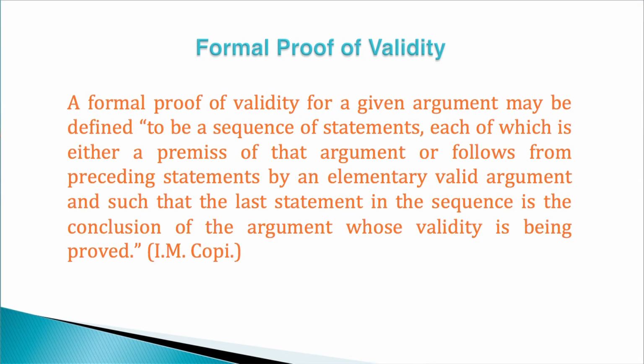A formal proof of validity for a given argument may be defined to be a sequence of statements, each of which is either a premise of that argument or follows from preceding statements by an elementary valid argument, and such that the last statement in the sequence is the conclusion of the argument whose validity is being proved. This definition is taken from I.M. Copi's book Symbolic Logic.